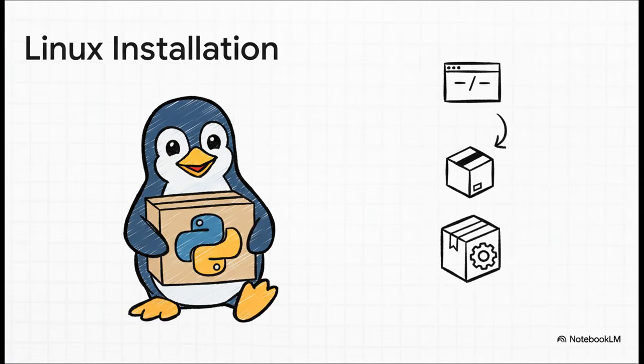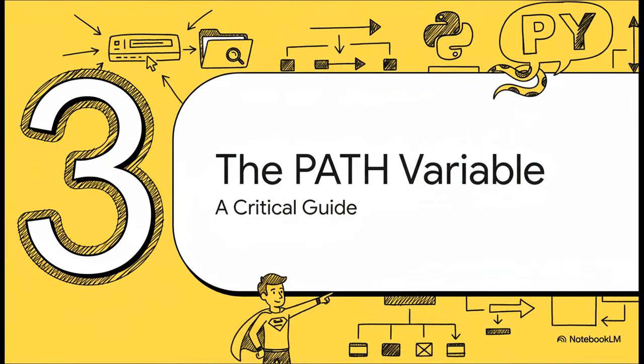And for you Linux users, you guys have it the easiest. Most modern Linux distros already have Python 3 installed right out of the box. You can just check by typing python3 --version in your terminal. And if for some reason you need to install it or update it, you just use your built-in package manager, like apt for Ubuntu or Debian. Simple as that.